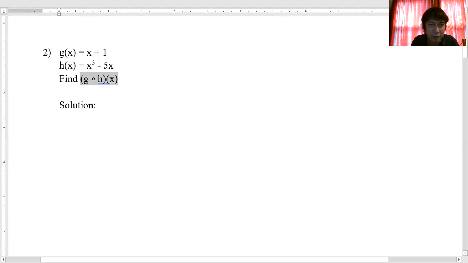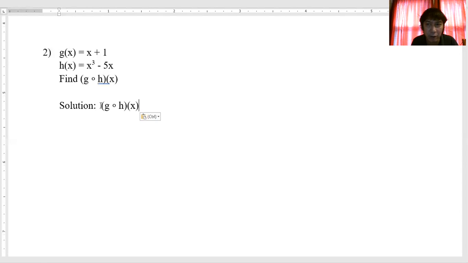Okay, we try to write the required first. All right, here. Now, this means g of h of x. So this is equal to g, and the input is the one at the right, the h. So this means h of x, like that. So that means you're going to use the h function as input to the g.